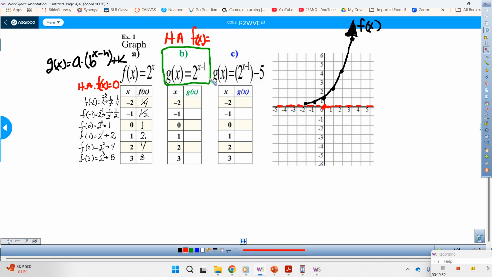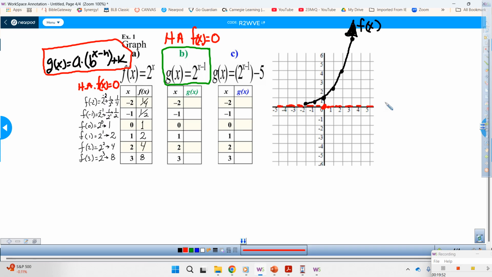All right, Joseph, pass to someone. Mario, what is our HA for this one? Does it have anything at the end? No. Look at our general rule here. Here's the base. There's the x. There's the h. Does it have a k? Therefore, 0. So we already have that.